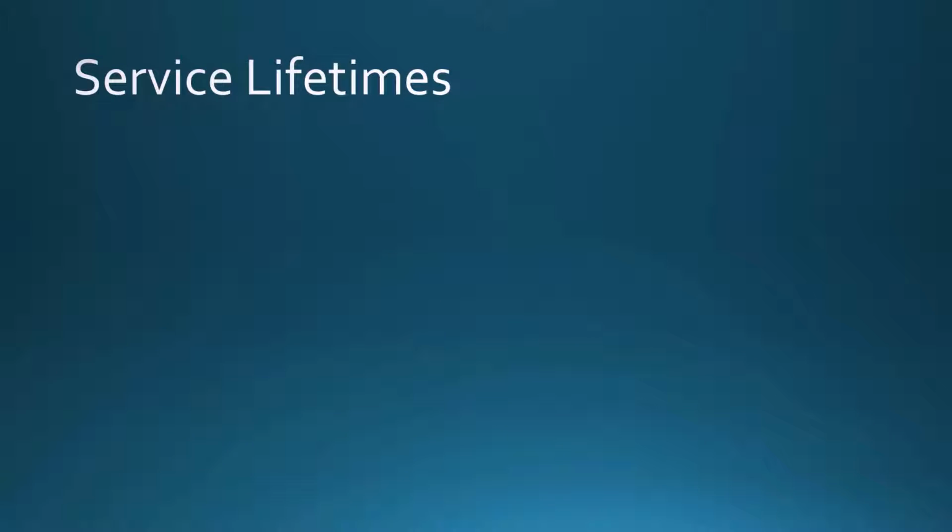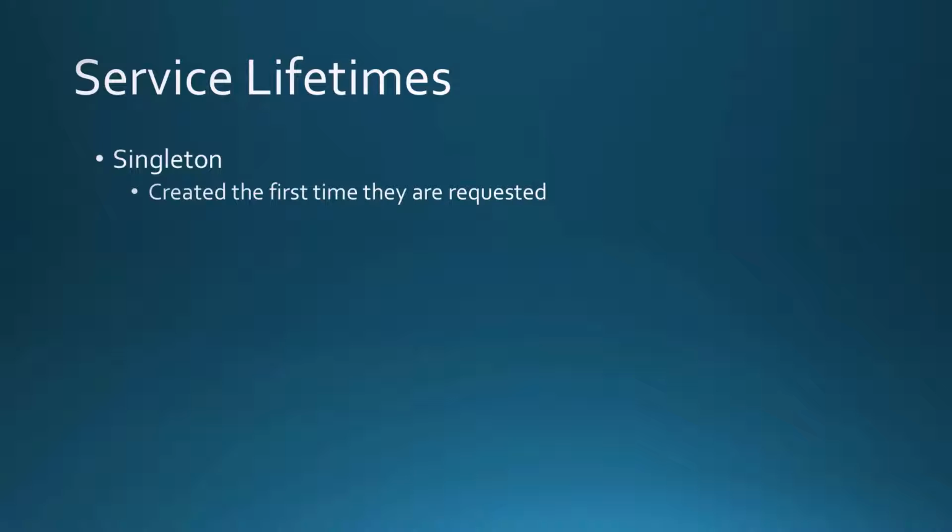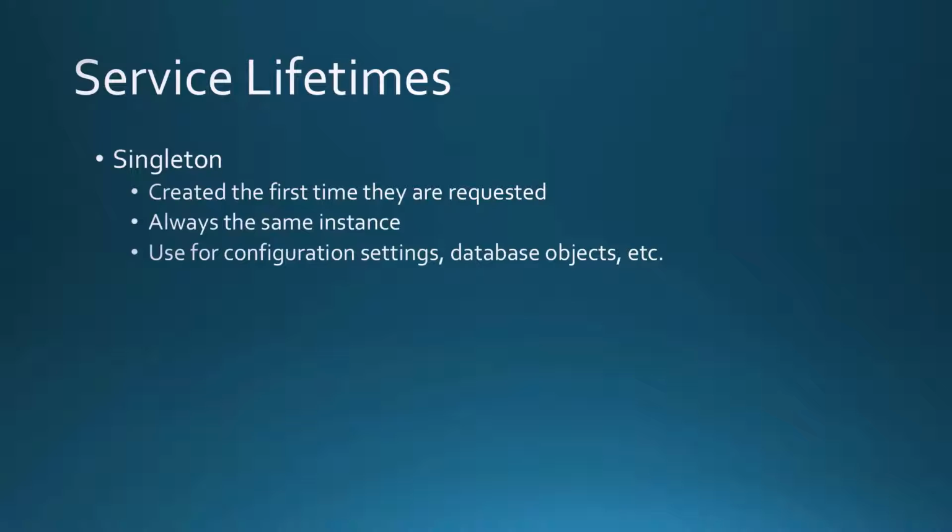When you put a service into the service container, they can have different lifetimes. They can be a singleton, which is created the first time they are requested, and then always the same instance to all the other app.map.get routes. So basically, we use this for configuration settings, database objects, anything that doesn't change throughout the life of the program.